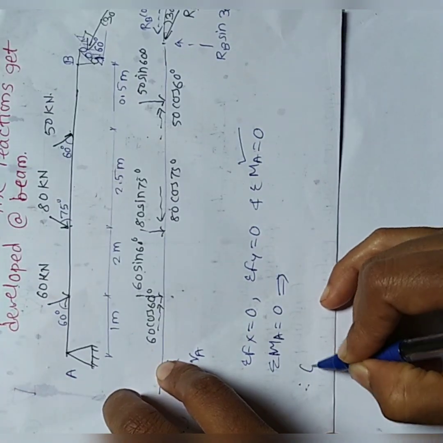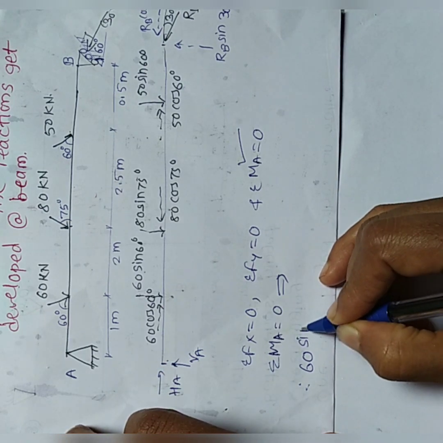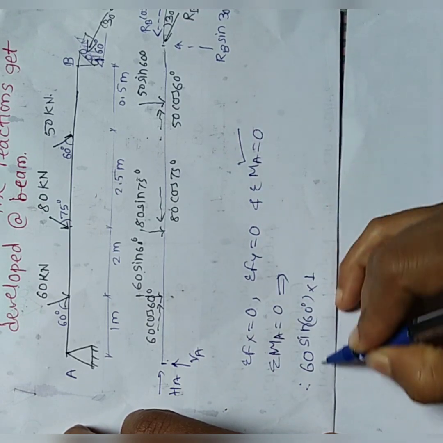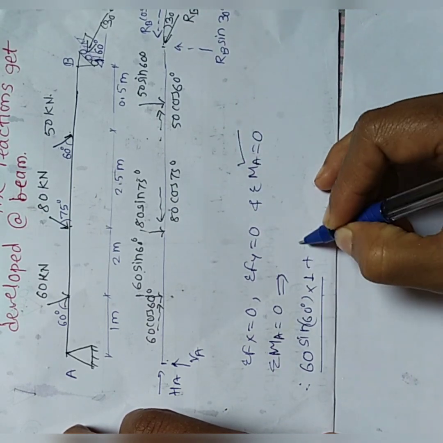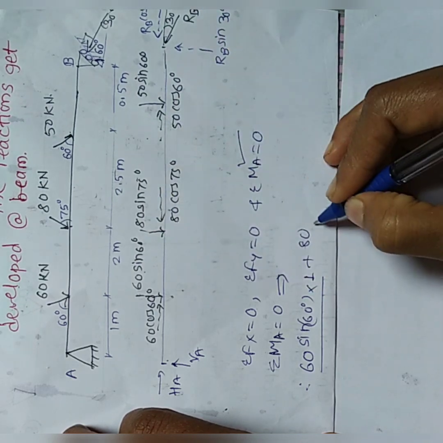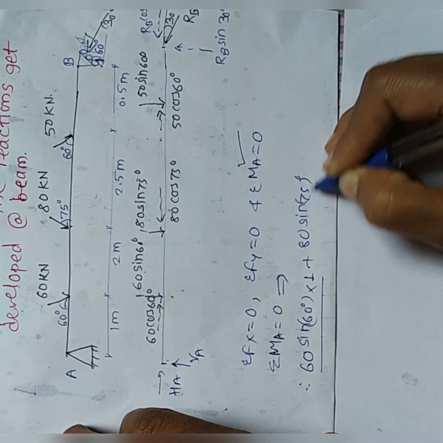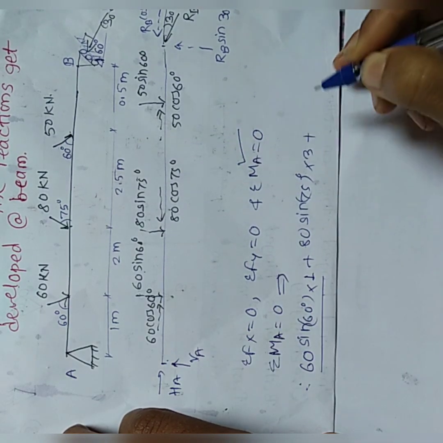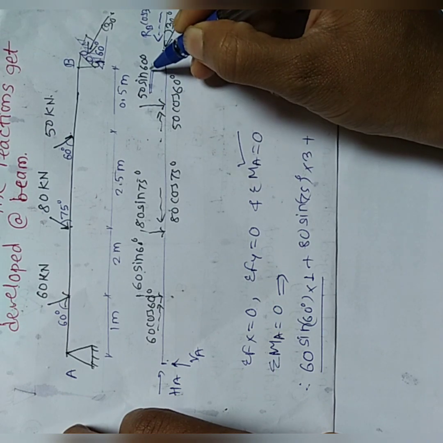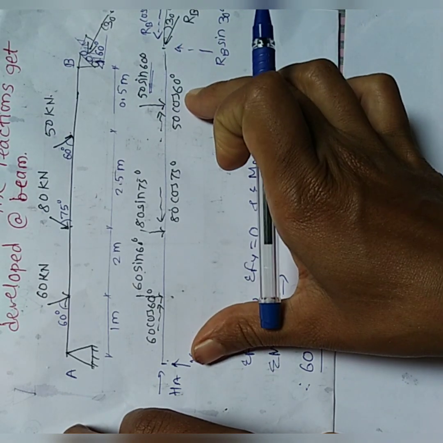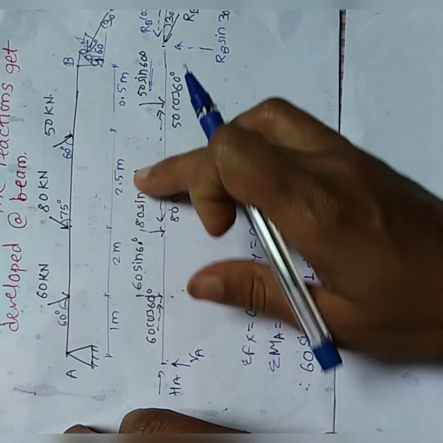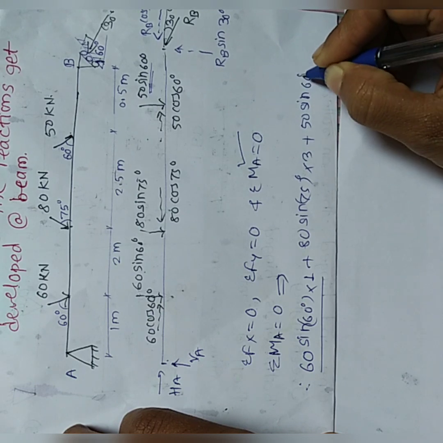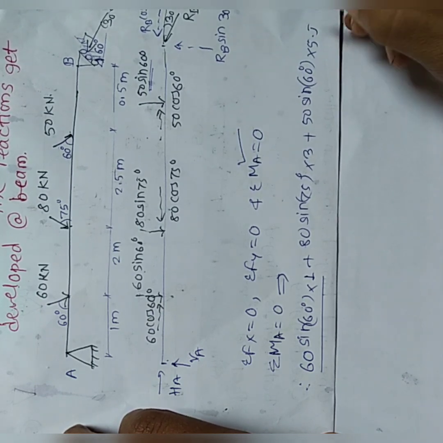Therefore 60 sine of 60 degree into perpendicular distance, which is 1 meter, into 1, plus 80 sine of 75 degree, this vertical component, into perpendicular distance, which is 3 meter, into 3 meter, plus this component 50 sine of 60 into perpendicular distance. This distance becomes 3 plus 2.5, it is 5.5, plus 50 sine of 60 degree into 5.5.